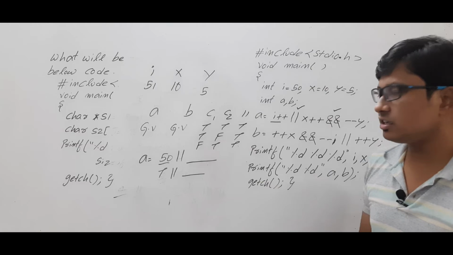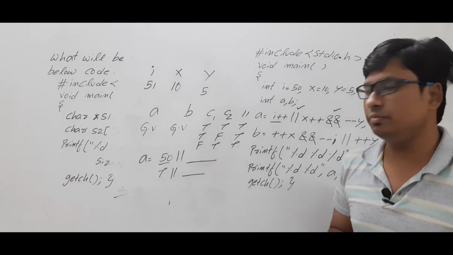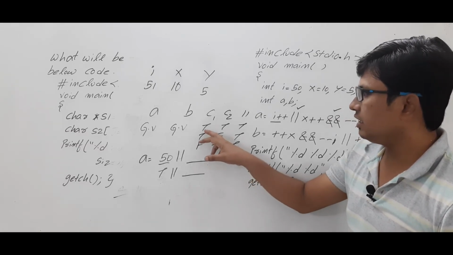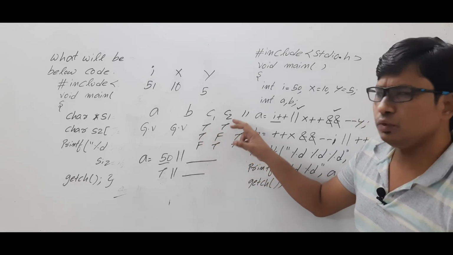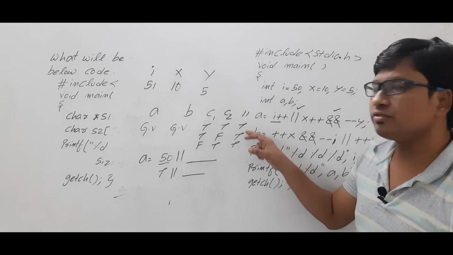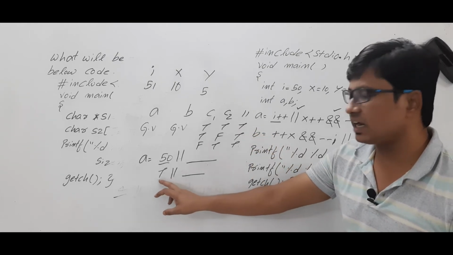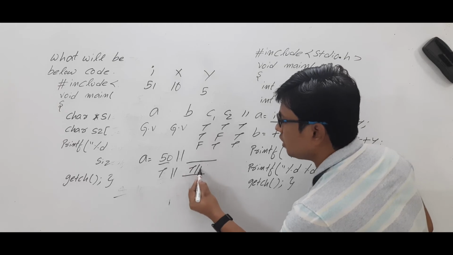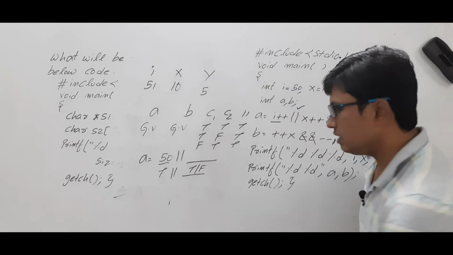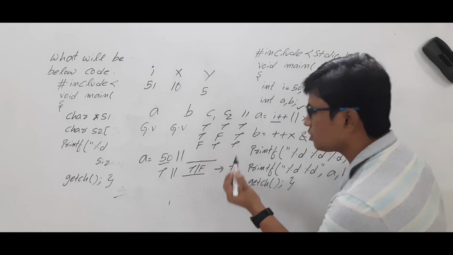If both the conditions are false, then only logical OR will be false. Now look at here. If condition 1 is true, and condition 2 is either true or false, the logical OR is giving true. So if condition 1 is true, it does not matter whether condition 2 is true or false. The logical OR will give you true.